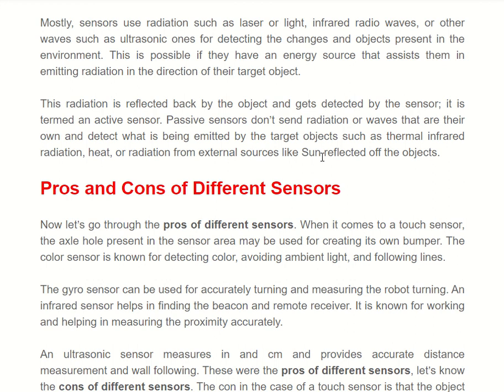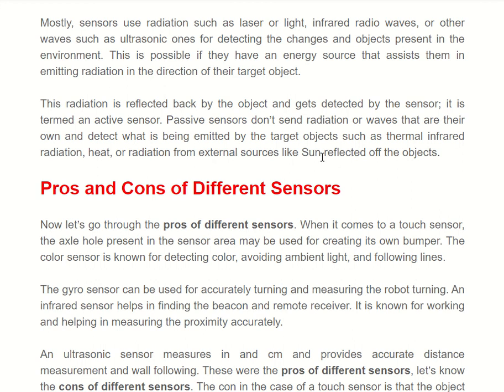And what is the passive sensor? A passive sensor is the opposite of it. A passive sensor is something that doesn't send radiation or waves of its own, right, and detects what is being emitted by the target object, like thermal infrared radiation or heat or the radiation from some external source, right, like the sun reflected off that object.